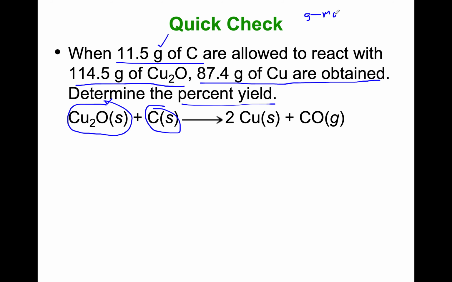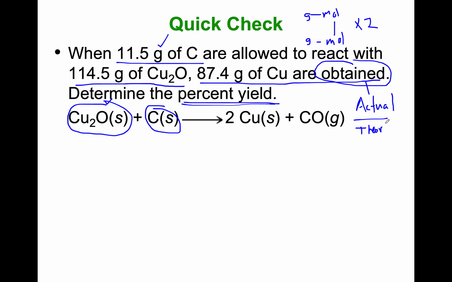This is a double stoichiometry problem. Okay, that's grams, moles, but you've got 2 reactants. That means you've got to do it twice. And when it says 87.4 grams of copper are obtained, this should be an indication, red flag, however you want to think about it. This is called the actual. That's what was actually done. Percent yield from the slide before is going to be actual over theoretical multiplied by 100. So we need to calculate the theoretical.